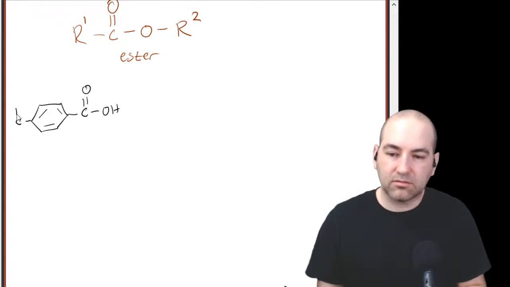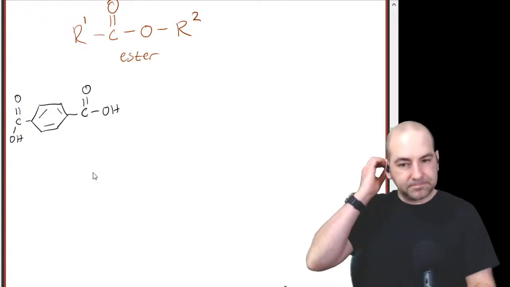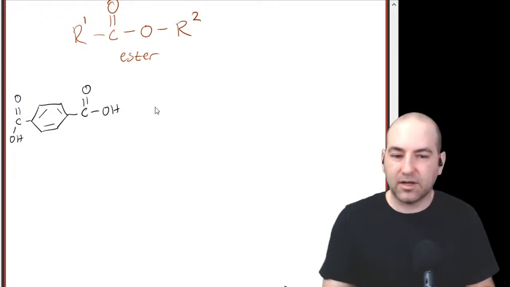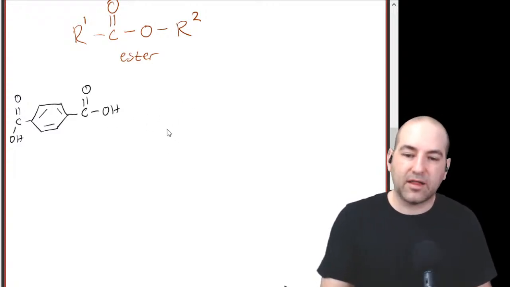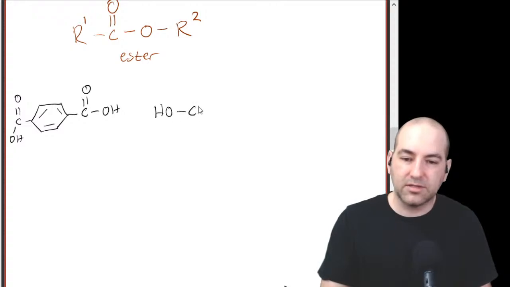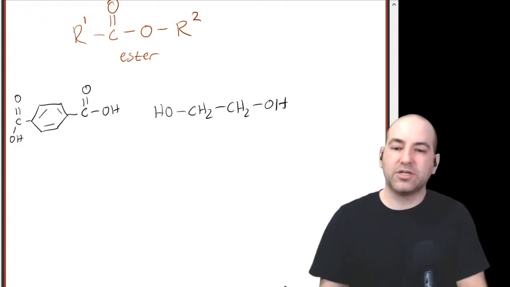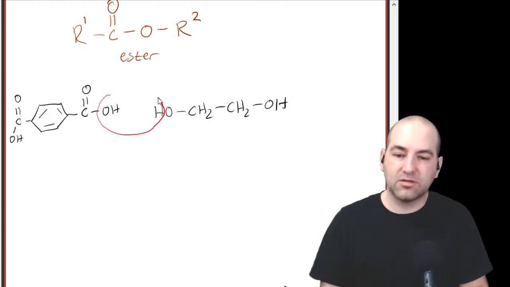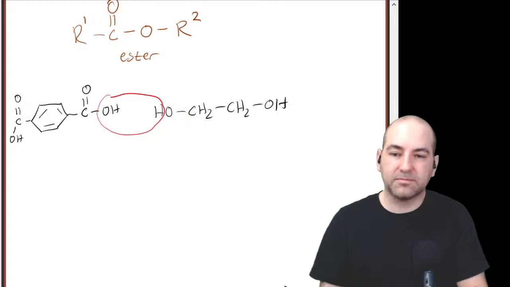You take this molecule, which is called terephthalic acid. I'll write this out eventually, but I'm just going to talk about it for now. So this is terephthalic acid. And then you react that with ethylene glycol, which is this. And we're going to do that exact kind of dehydration reaction. So we're going to take one of the oxygens and two of the hydrogens to make water. And we're going to connect what's left over.